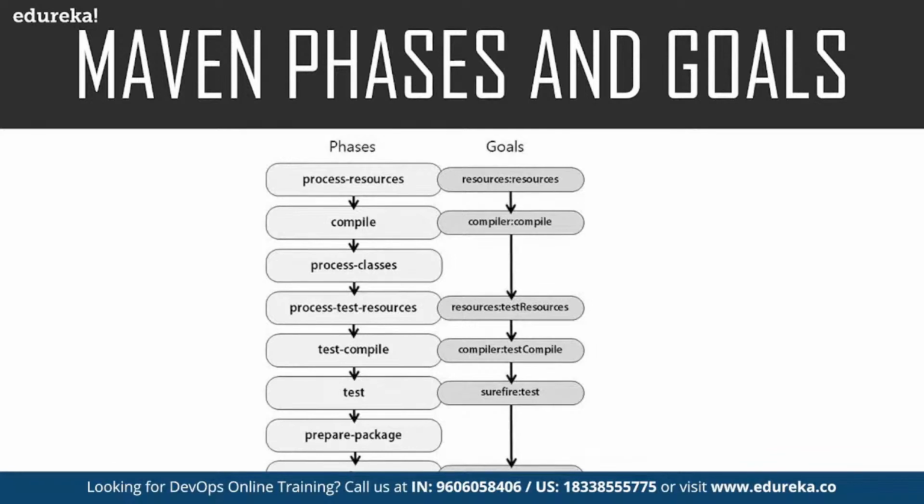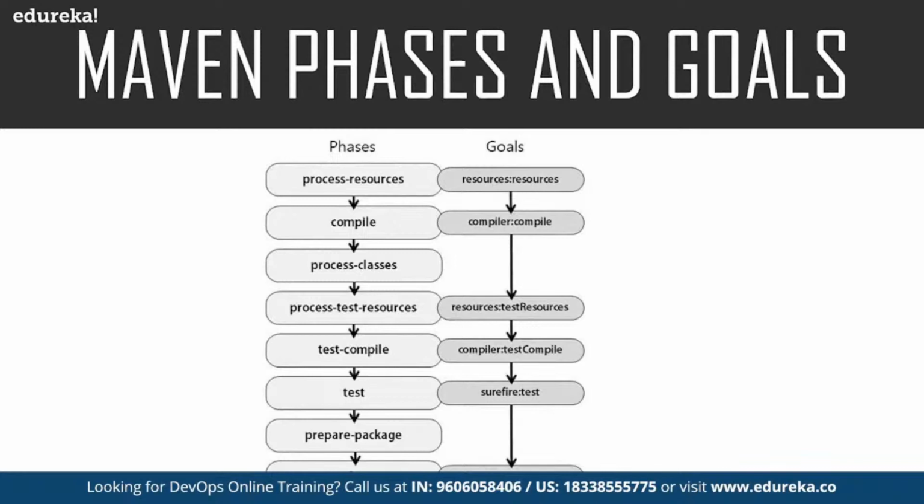The compiler is a plugin and compile is a goal. The compile goal from the compiler plugin is bound to the compile phase. The compiler testCompile goal is bound to the test compile phase. Surefire test is bound to the test phase. jar:jar is bound to the package phase. So this was all about the Maven goals.